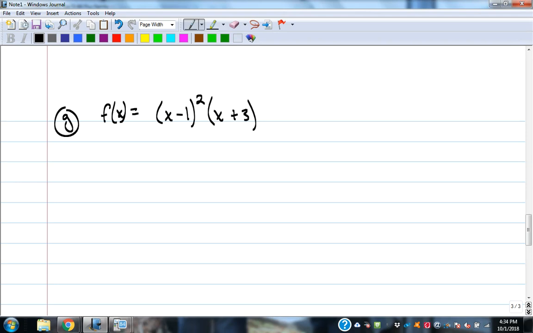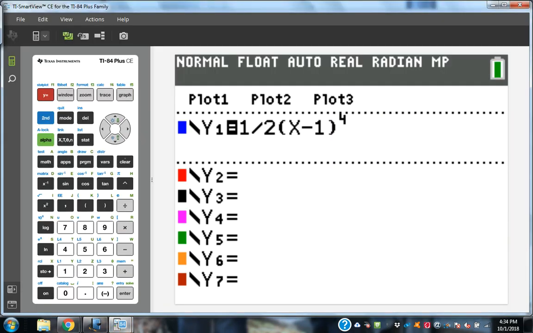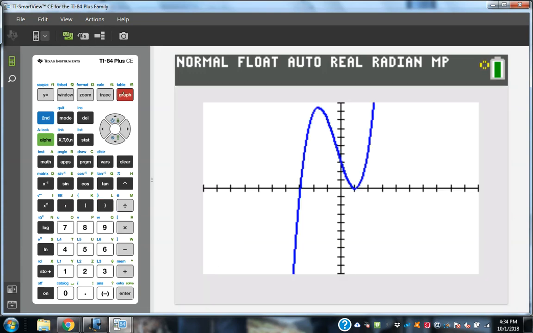So we know it generally has that shape where one end is going down, there's a little hump in the middle, and the other end is going up. Depending on the coefficients, that could change things. It's going to look something like that, not necessarily just like that. Let's find out what it looks like exactly. I'm going to put in parentheses x minus 1 squared, and then parentheses x plus 3. Just hit graph, and we see that shape happening.